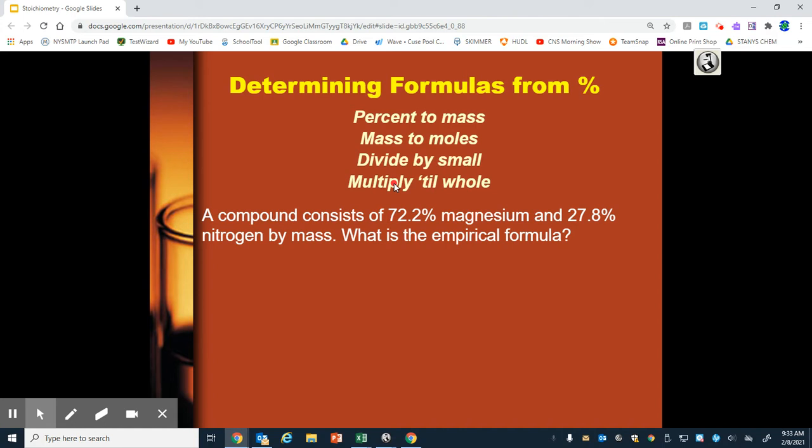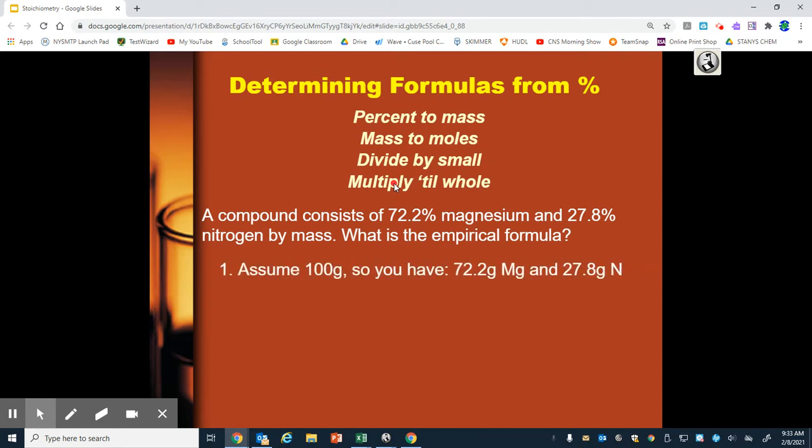Okay, so a compound consists of 72.2% magnesium and 27.8% nitrogen by mass. Asking, what's its empirical formula? Okay, so first things first, you've got to take these percentages and get them into a mass. Now, there's lots of ways to do this. There's what I call the easy way, and then there's what I would call the hard way. You can figure out 72.2% of any number and 27.8% of any number if you want to do that. Or you can assume you have 100 grams of the compound, then it becomes very, very simple.